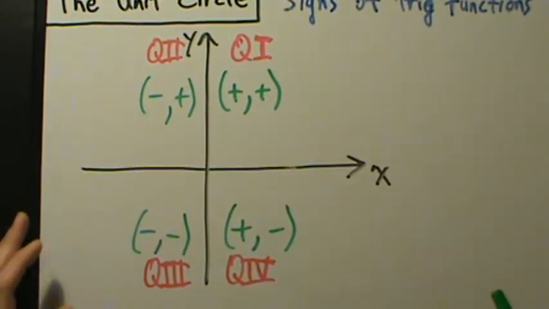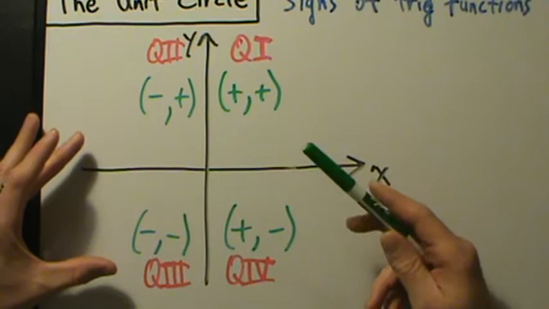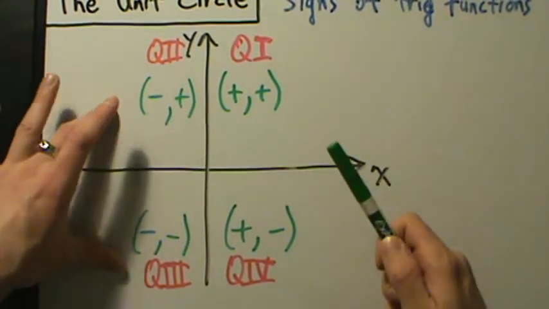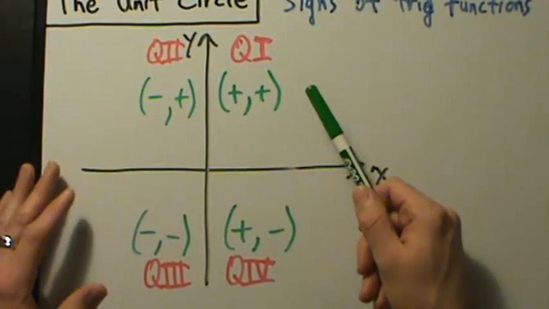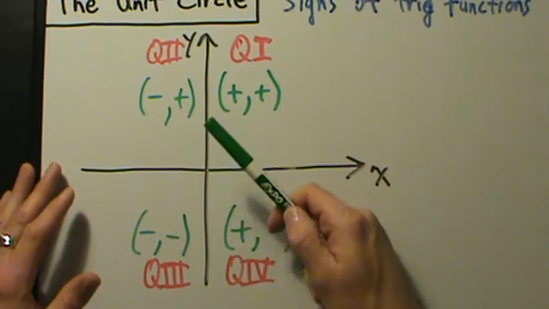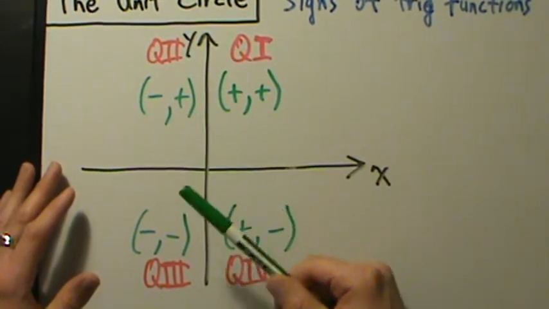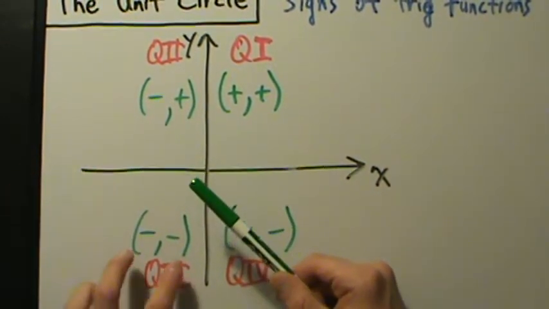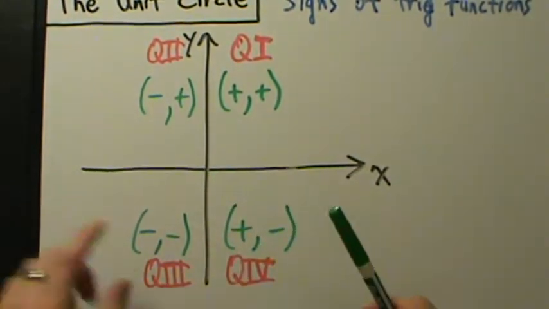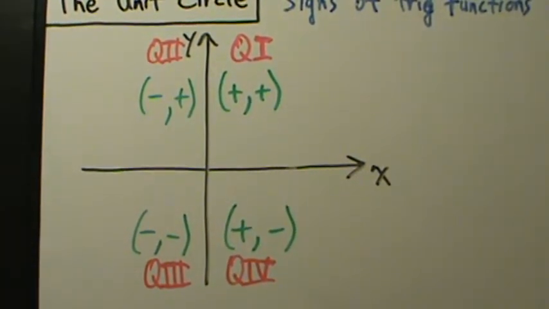Okay. So that's really just a pre-calculus review, and it's one of the basics of graphing. So in the first quadrant, all the coordinates are positive. In the second quadrant, it's negative, positive. In the third quadrant, both coordinates are negative. And in the fourth quadrant, it's positive, negative. Okay? So how does that relate to trig? What's so important about that? What's so special about that?